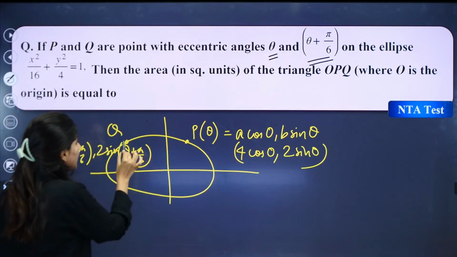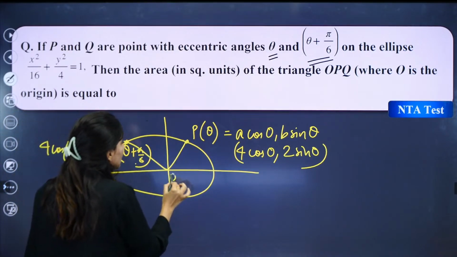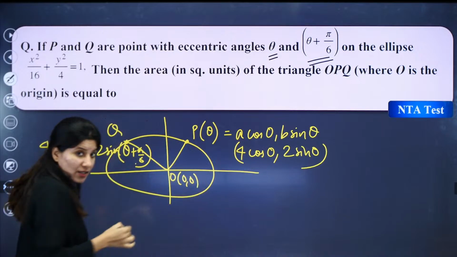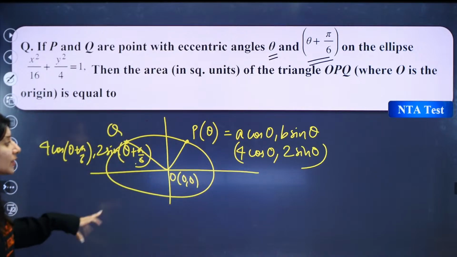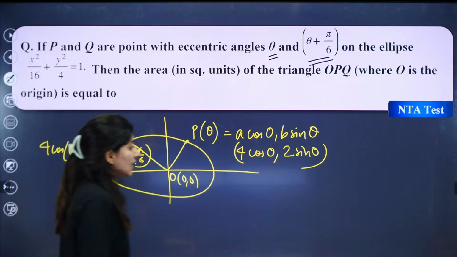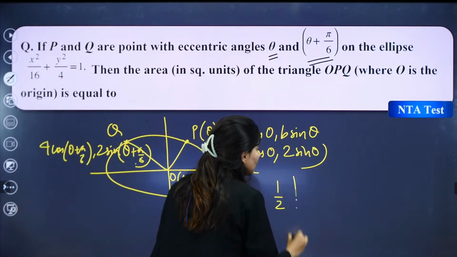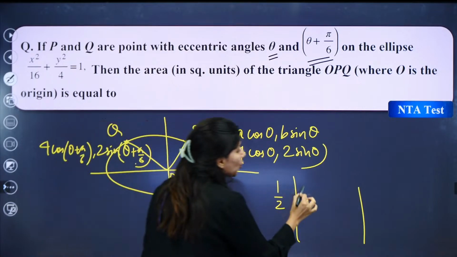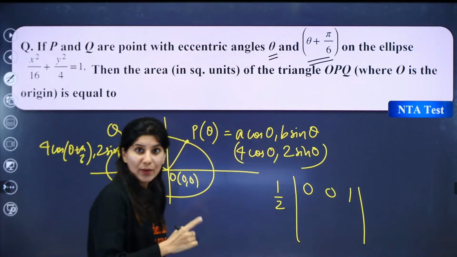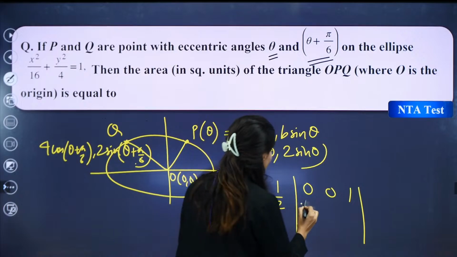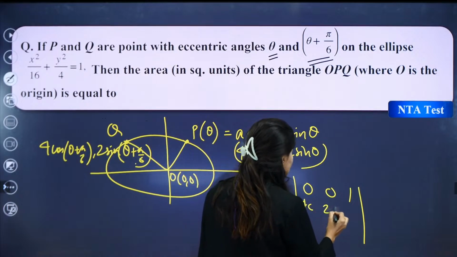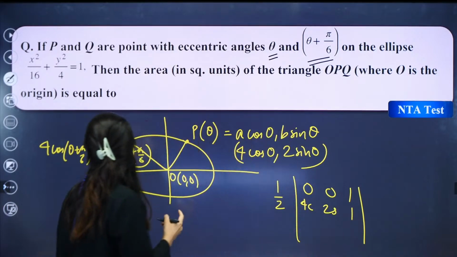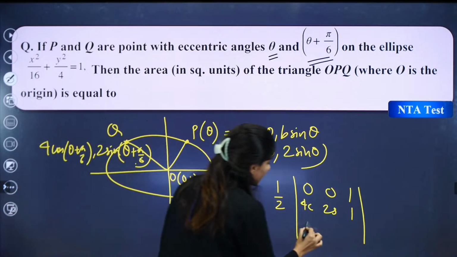Right? So now you have point P, you have point Q, and you have the origin which is 0, 0. What you need to figure out is the area of this triangle. By the way, you know the formula for the area of a triangle: x1, y1, 1. So this is vertex number 1. You know all 3 vertices. Plug in the values: x1, y1, 1. Then you have 4 cos theta, 2 sin theta, and then 1. And last you have 4 cos of theta plus pi by 6.